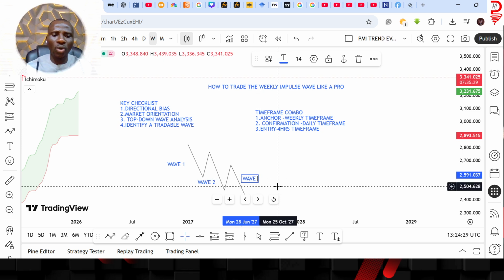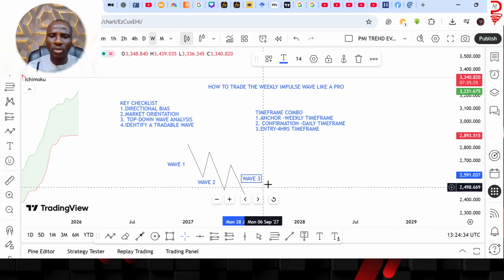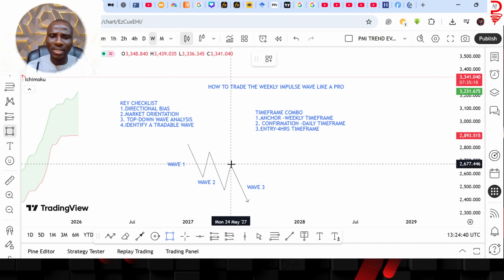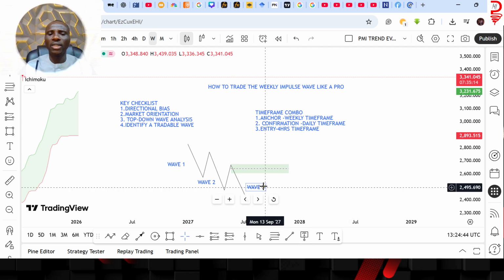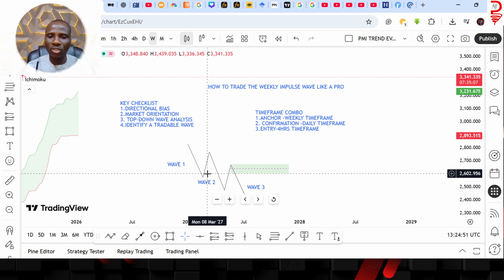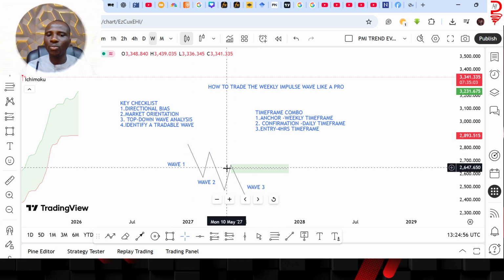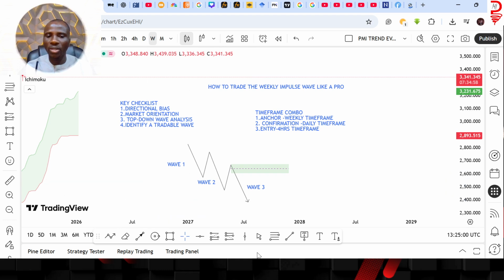So suppose you have wave one and wave two already and you want to take position for this wave three, what you will do is position yourself at the beginning of the wave, so that you can join the third wave. Suppose you are interested in trading the third wave, you can join it from the beginning of the wave. And that's what I'm going to be showing you in this video.